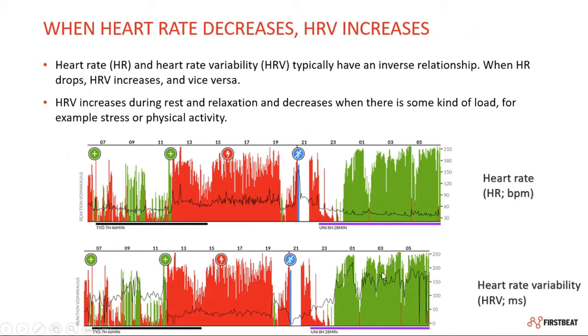In general, heart rate variability increases during rest and relaxation, some kind of relaxing activities when there is not a lot of activity going on, and decreases when there is some kind of load, whether it's a physical load or a mental load. So it can be stress, a stressful situation, or, for example, some kind of physical activity.